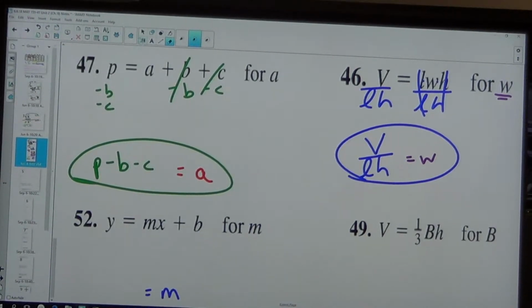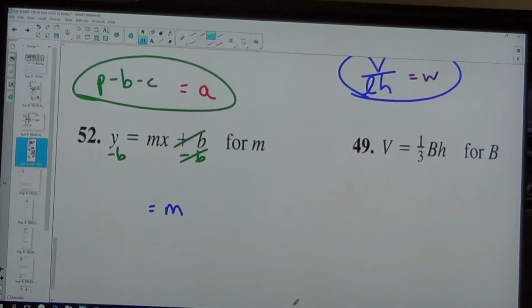So what do we have to do first in this problem? Subtract. We have to subtract the B. We have to get rid of the single friend. So that is going to give me what on the front of the problem? Y minus B equals M.